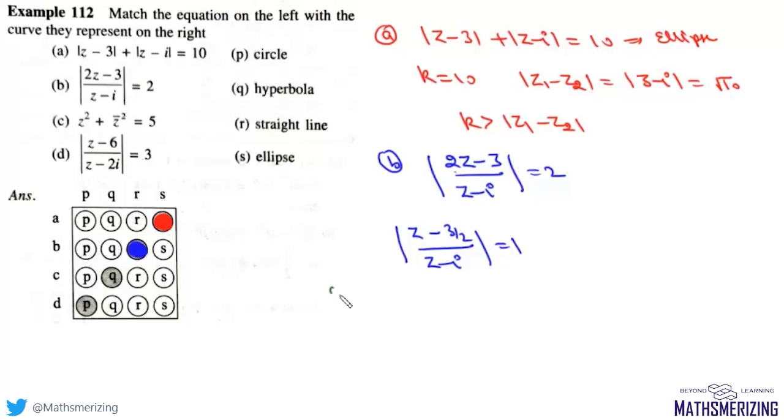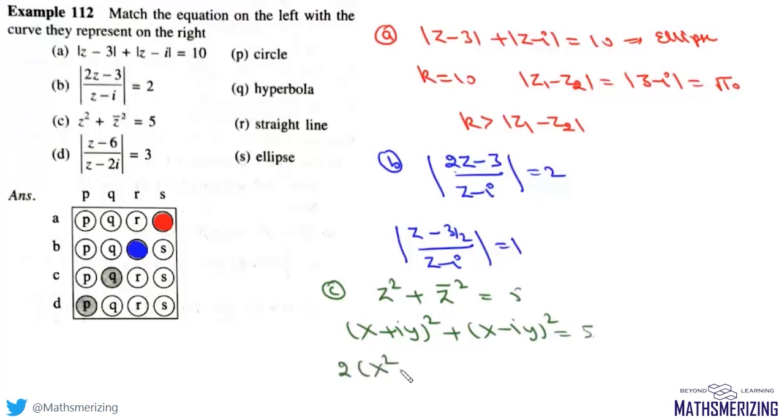Now this third one is z square plus z bar square equal to 5. Now this is x plus iota y whole square, and here will be x minus iota y whole square, and it is equal to 5. So we'll get this as 2 into x square minus y square equals 5. So it will be x square minus y square equals 5 by 2, which is nothing but a hyperbola, and that's your option Q. So the C matches with Q.